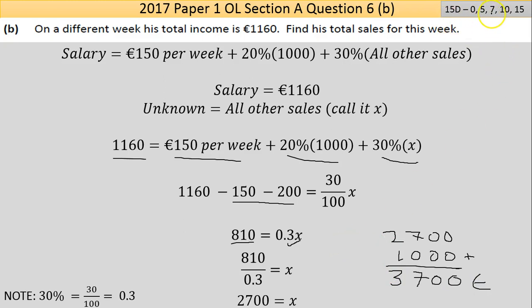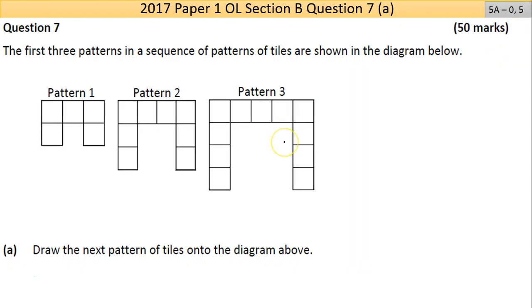So low partial 5, mid partial 7, high partial 10, full marks 15. And that should be the end of question 6.